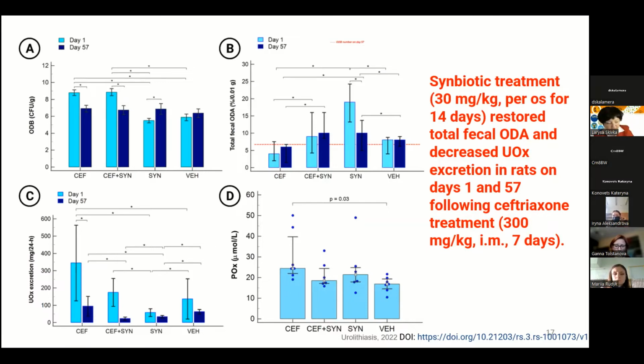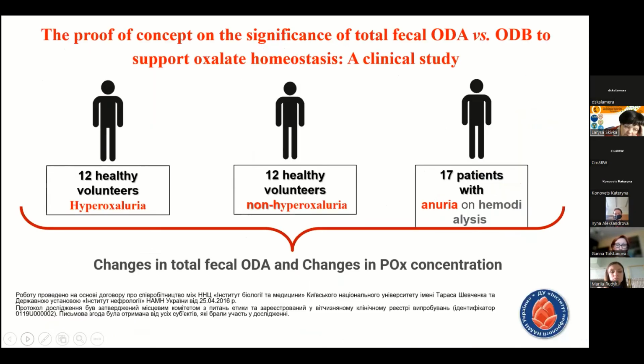And also we observe that level of oxalate in the plasma also was increased in ceftriaxone treated group, and the symbiotic improved this concentration. And also to translate all the results to the clinical settings, of course, we wanted to check this method will work for the humans or not.